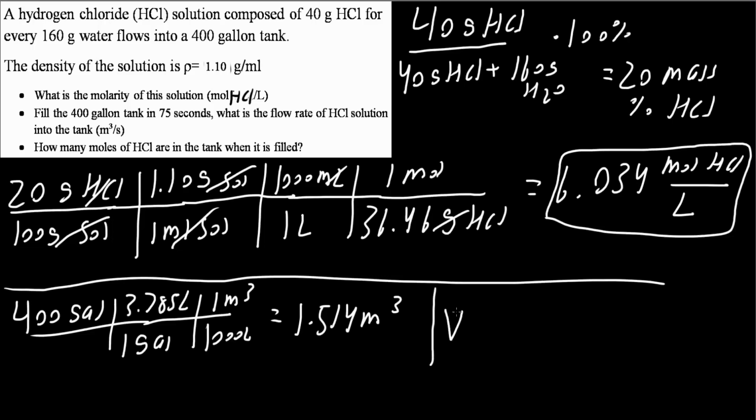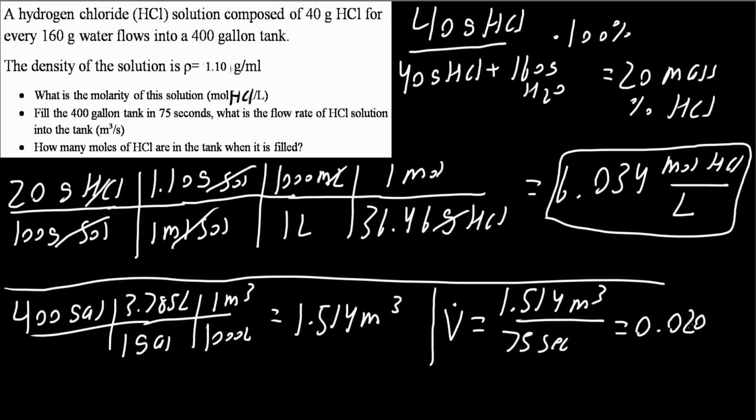We could say that our volumetric flow rate is 1.514 meter cubed divided by time, which is 75 seconds. And so this is going to equal 0.02019 meter cubed divided by seconds. So this right here is our second answer.